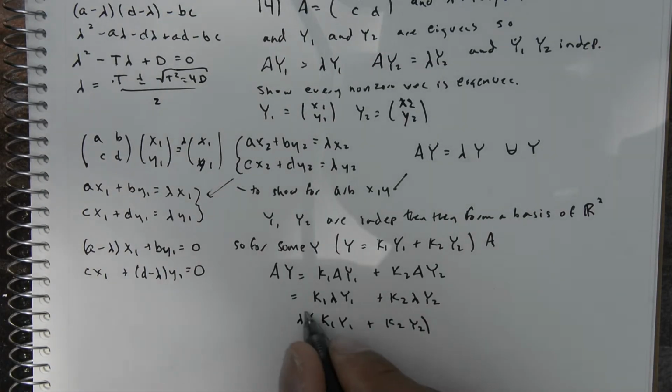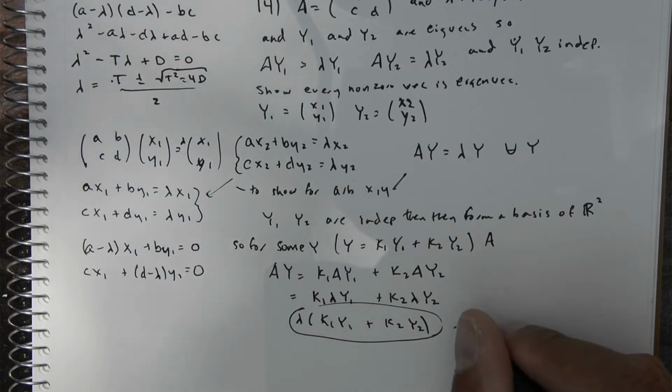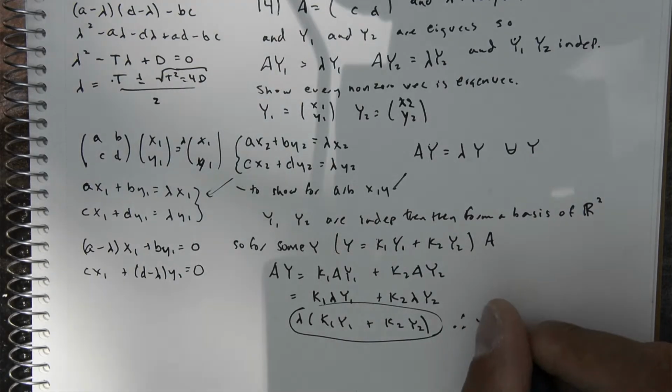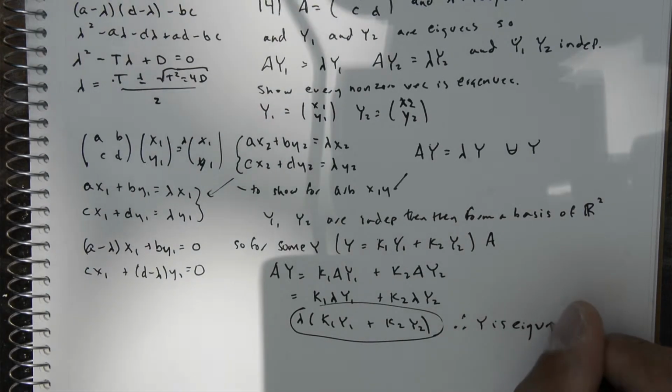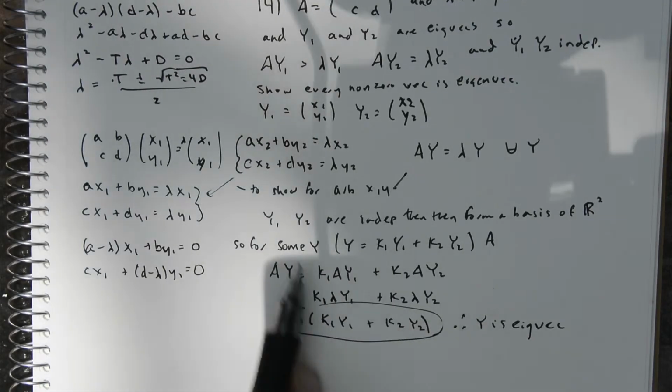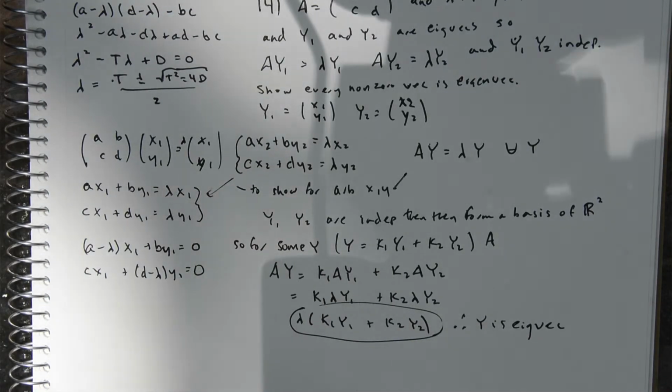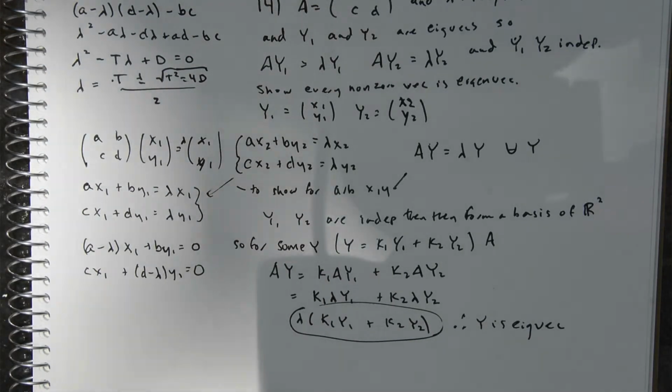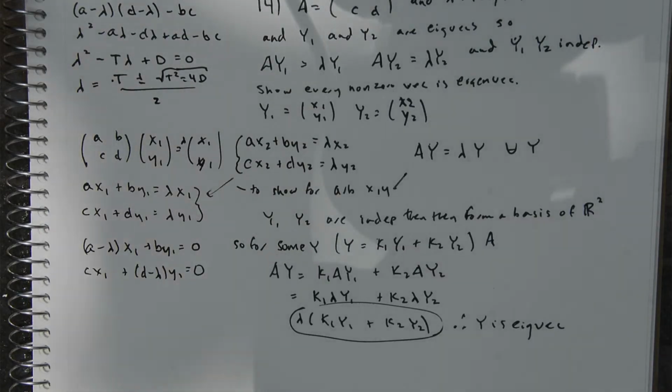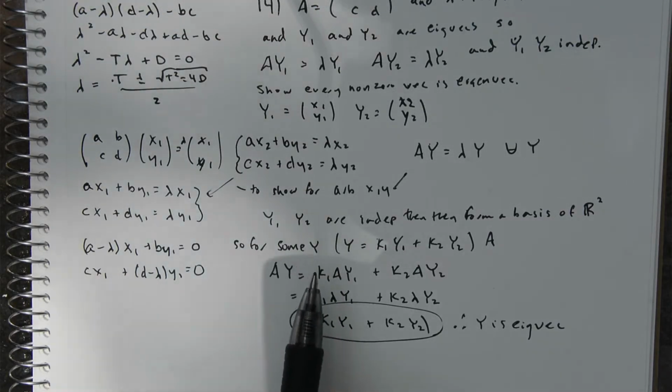Oh, okay, so here we go. Therefore, y is an eigenvector. Yeah, see, sometimes you run around in circles and then you figure out, okay, let's just think about what we're given and what it means. So very good.